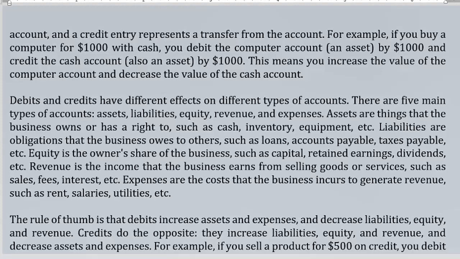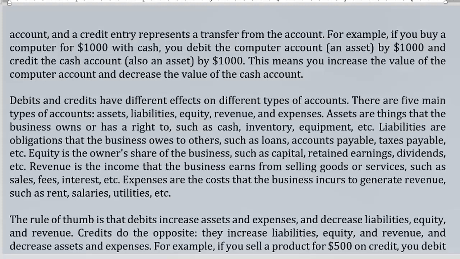Debits and credits have different effects on different types of accounts. There are 5 main types of accounts: assets, liabilities, equity, revenue, and expenses. Assets are things that the business owns or has a right to, such as cash, inventory, equipment, etc. Liabilities are obligations that the business owes to others, such as loans, accounts payable, taxes payable, etc.